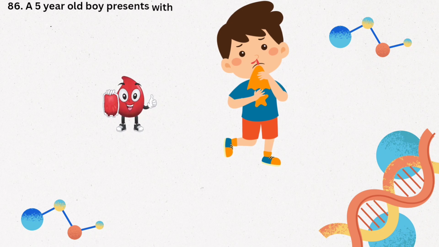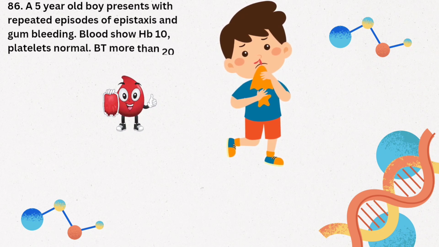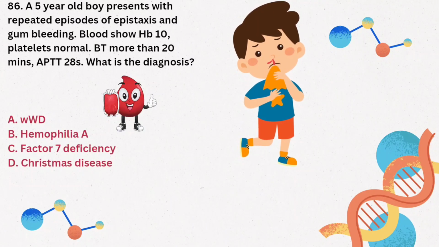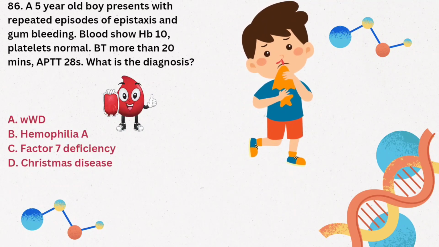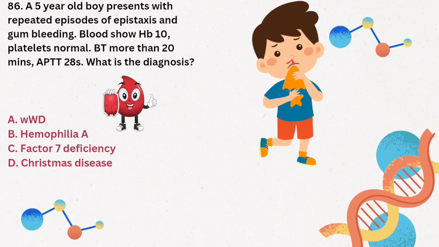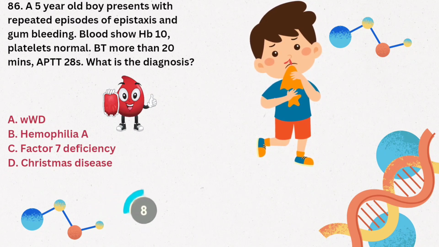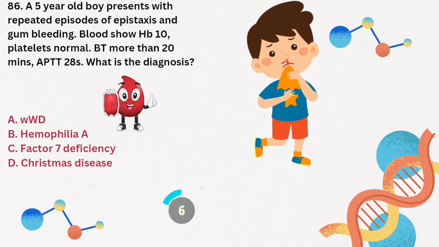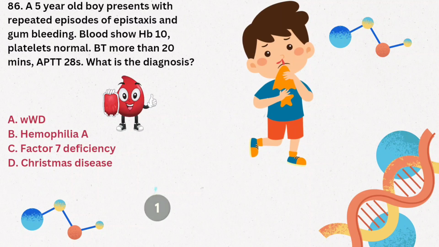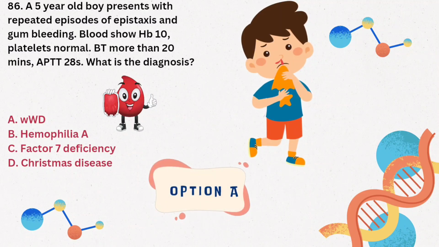A 5-year-old boy presents with repeated episodes of epistaxis and gum bleeding. Blood shows Hb 10, platelets normal. Bleeding time more than 20 minutes, APTT 28. What is the diagnosis? A. Von Willebrand factor. B. Hemophilia A. C. Factor 7 deficiency. D. Christmas disease. Option A is the right answer.